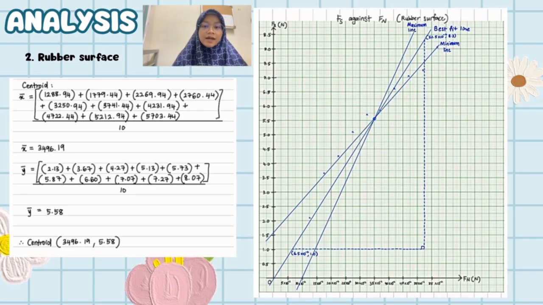After we plot the graph, we have to find the central point of the graph. Thus, the central point of the graph that we have calculated is 3496.19 and 5.58. Then we can find the maximum line, best fit line, and minimum line.